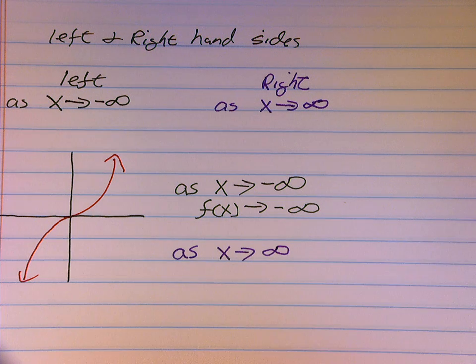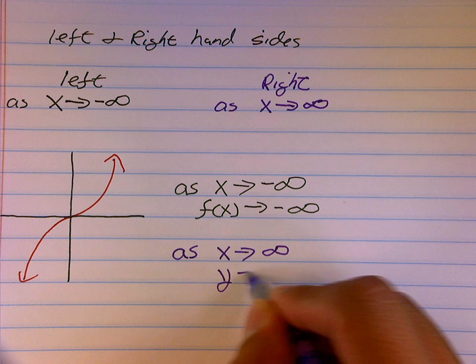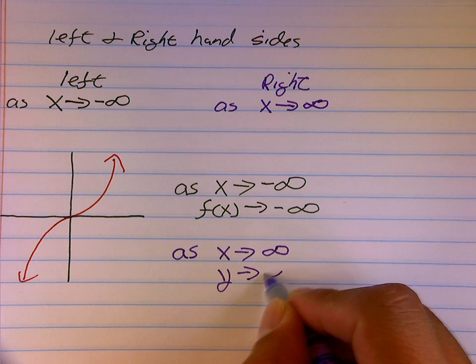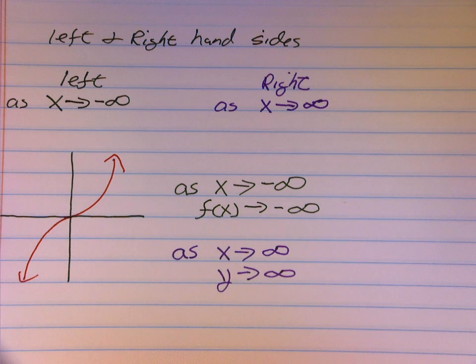Now I'm going to say as x goes to the right, as x goes to the right, what's happening to my y values? The y values are going up. Everyone good with this? Let's do another.